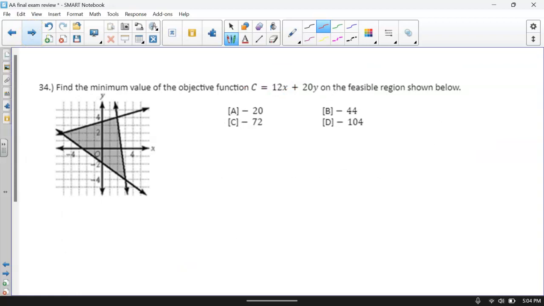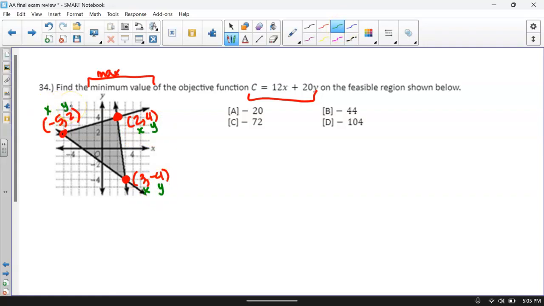So now 34. Whenever you're asked for the minimum or maximum value, you're focusing on the furthest out points of the solution region, which is the vertices, the corners. So here we're at 2, 4, at negative 5, 2, and 3, negative 4. Then use the equation. So in this case, the cost, which is the 12x plus 20y. You're going to use the coordinates, that is your x and your y, to solve. So here, 12 times x plus 20 times y. So let's focus on the point 3, negative 4. X is 3, so 12 times 3 plus 20 times y, which is negative 4. So when you put this in the calculator, you get negative 44.